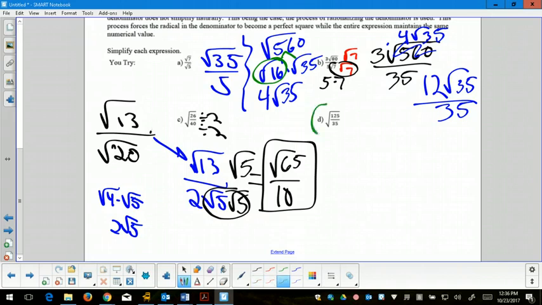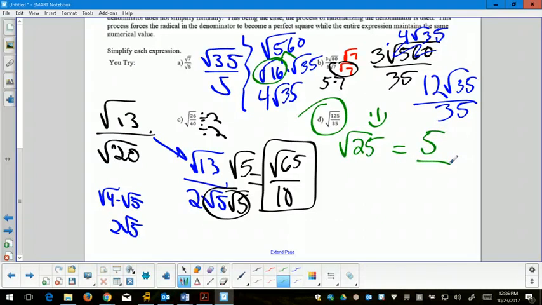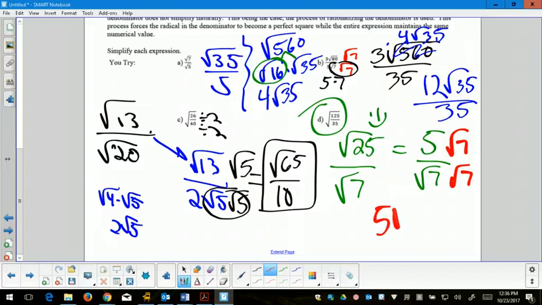Letter D. What goes into both of those parts of the fraction? 5. So this is the square root of 25. Yay, I'm happy. That's a perfect square. There's my numerator. It's 5. The denominator, unfortunately, is now the square root of 7. Can I leave it like that? No. So I'm going to multiply the numerator and the denominator by square roots of 7 to get 5 square roots of 7 over 7. Questions on that?